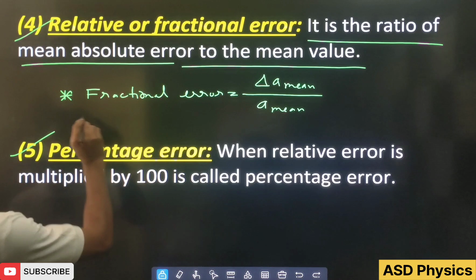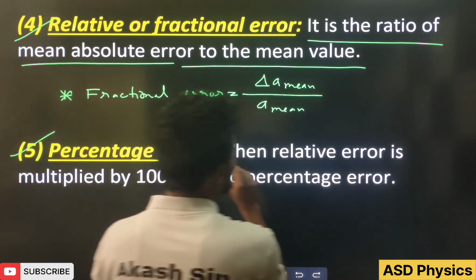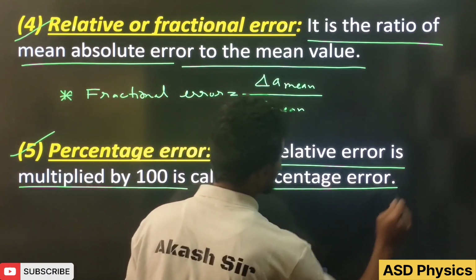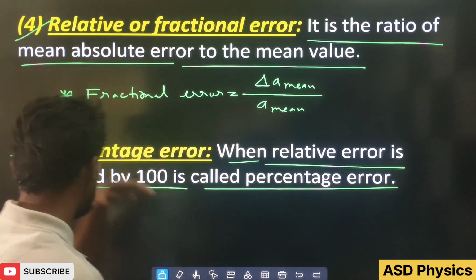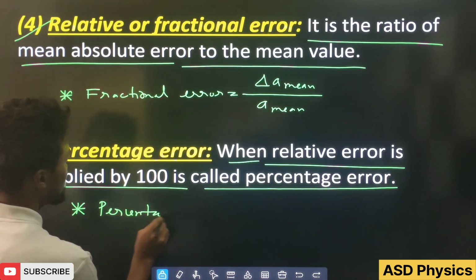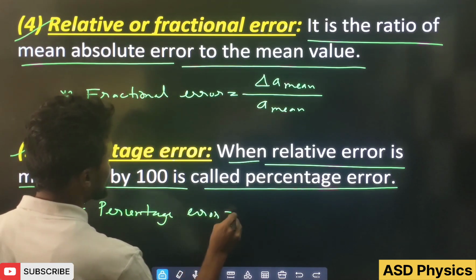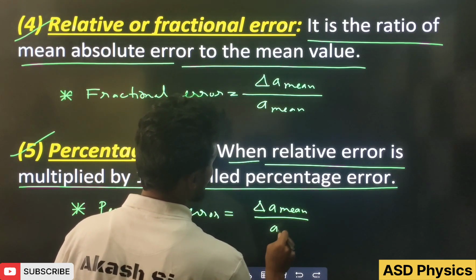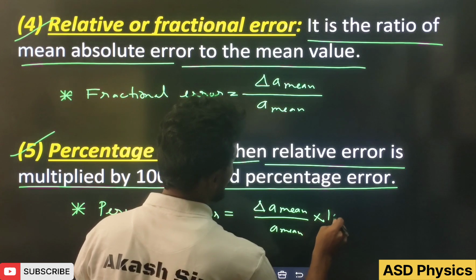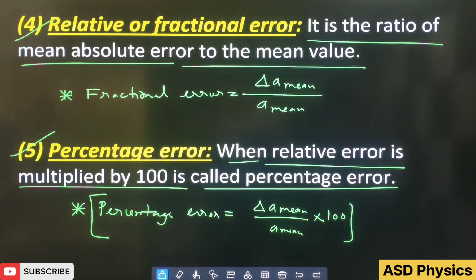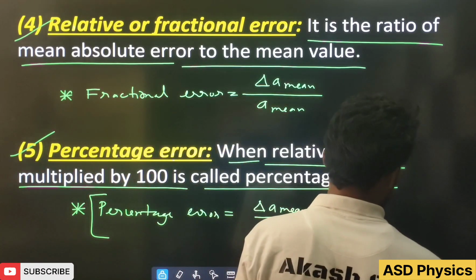Now the fifth one, percentage error. When relative error is multiplied by 100, it is called the percentage error. So to get the percentage error, we just multiply the fractional error, delta A mean by A mean, with 100. We have seen all these five terms, and all five are very important.